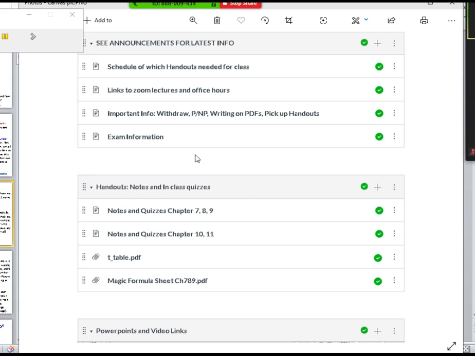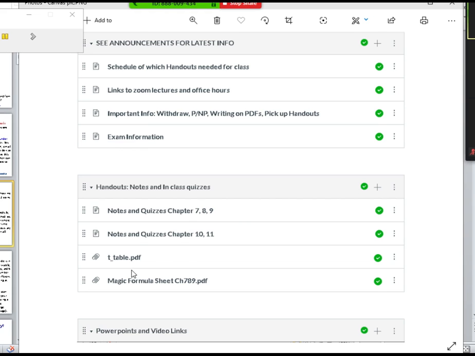You have to have the T-table. You have to have this one, and I'll probably just email you the other two tables we need the rest of the semester as well. So just go ahead and do that if you don't have them printed out, because you will absolutely need those. And there's other information on the exams right in here as well.